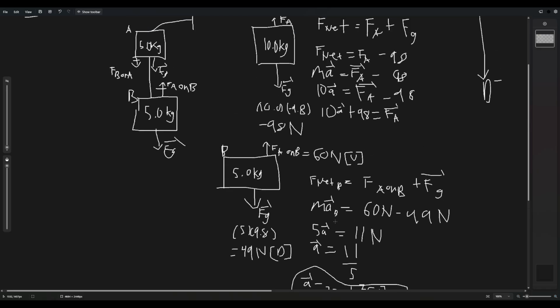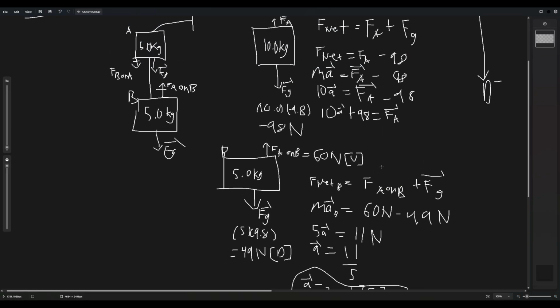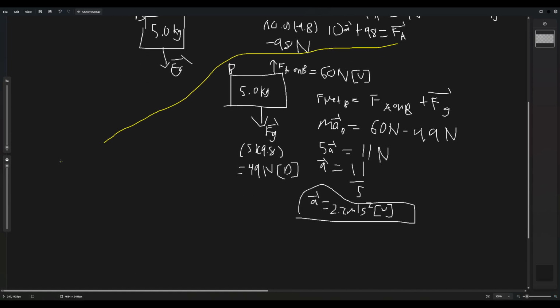So we found the acceleration. Now what we're going to do is use the acceleration and sub that back into our equation to find force applied. If I just bring that equation over here, it's 10a plus 98 is equal to force applied. 10a times 2.2 is just 22. 22 plus 98 is equal to force applied. That's going to give us 120 newtons. Since it's positive, we know it's up.